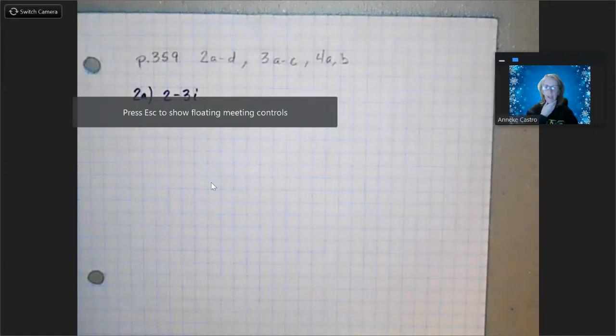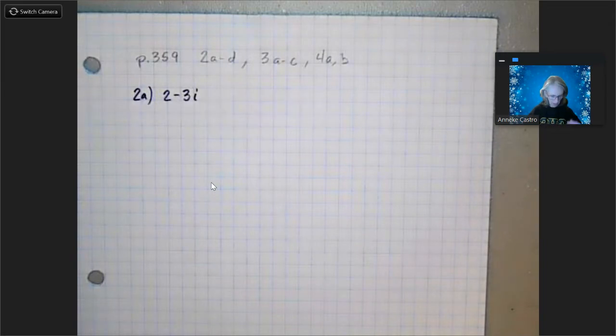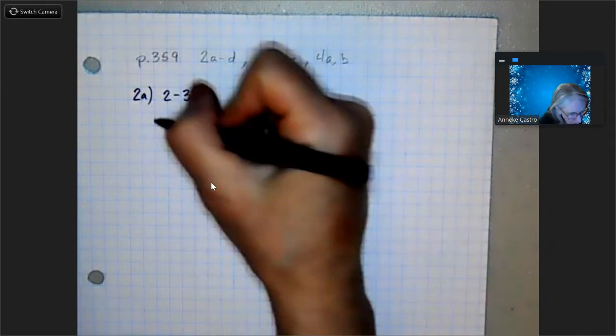Okay, here is a helper video for page 359. We are given imaginary numbers and we're asked to rewrite them in modulus argument form, also known as polar form. So one thing that helps is, first of all, just to graph it.